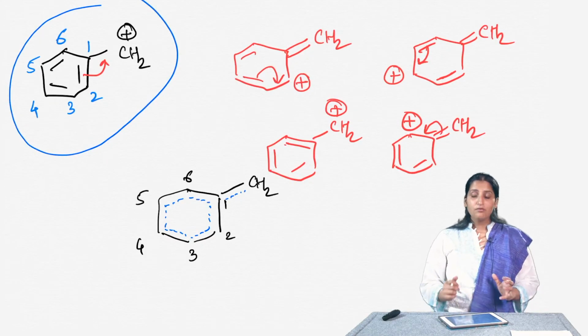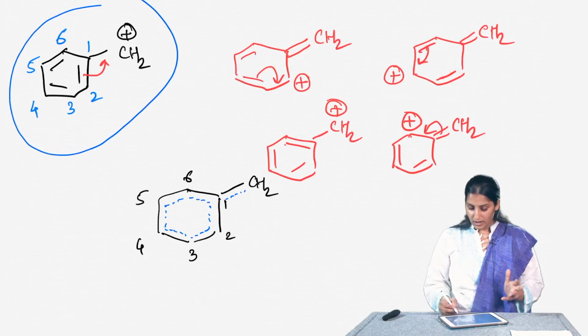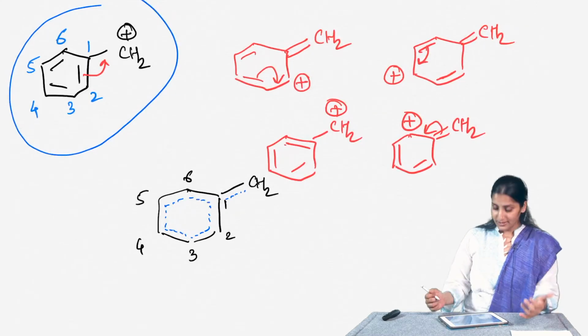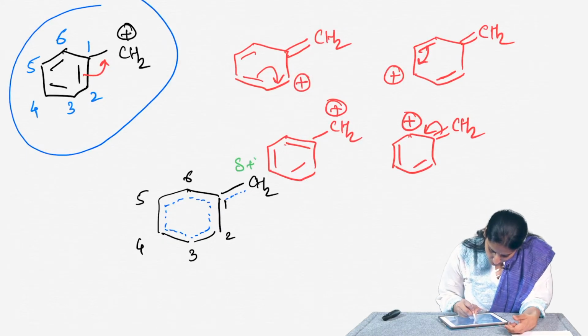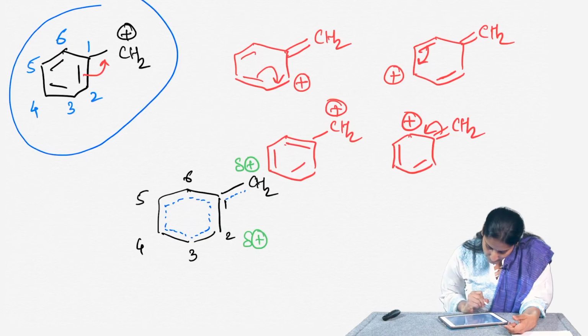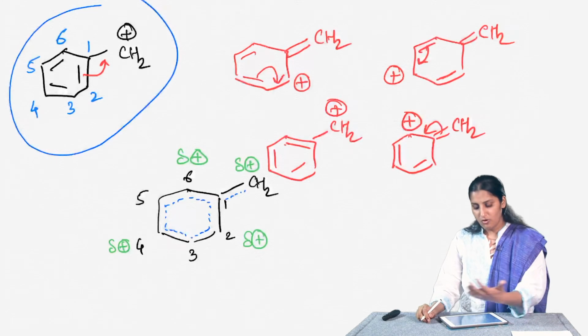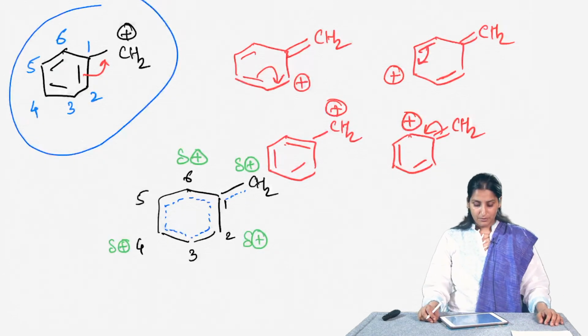So, when I want to give a partial positive charge, I will look at the carbons that have it. In this case, the CH2 outside will have a delta positive, carbon number 2 will have a delta positive, carbon number 4 will have a delta positive, and carbon number 6 will have a delta positive, right. So, all of these are the delta positive carbons that are present.